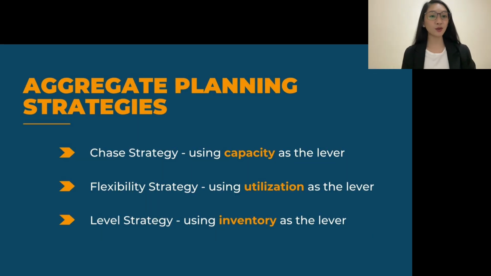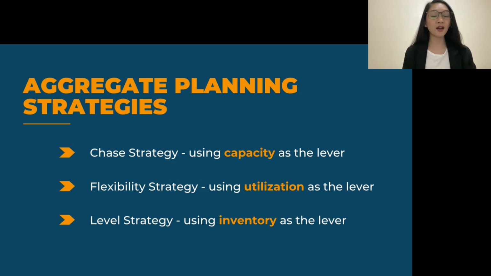Let's talk about the aggregate planning strategies. So, aggregate planning has a goal of finding the most profitable combination of trade-offs to meet the customer demand because demand changes over time. So, for example, in a bakery, there are months that are much busier than the regular months, such as Christmas, Valentine's Day, Mother's Day, and so on.